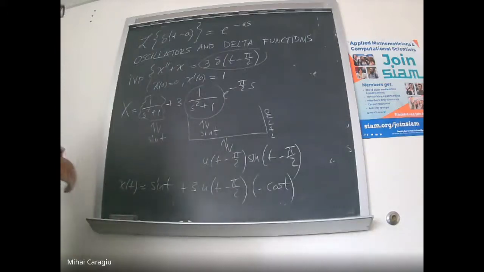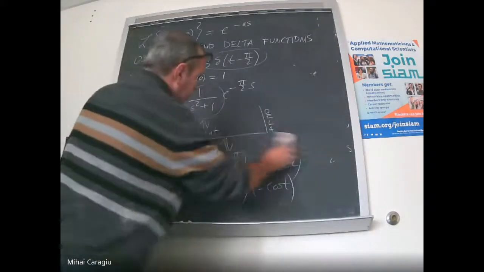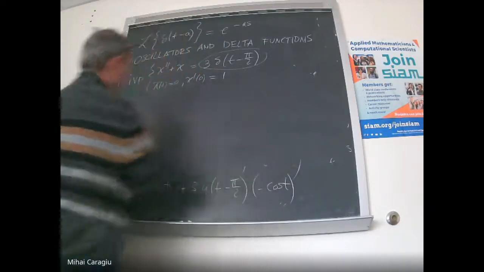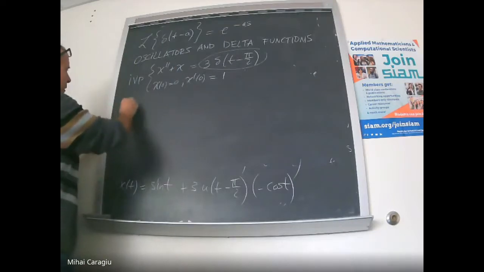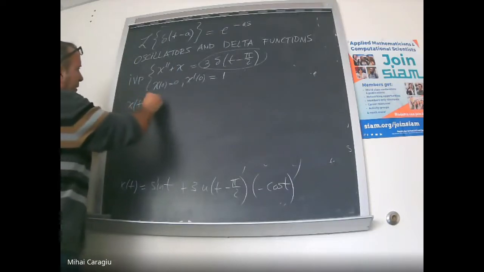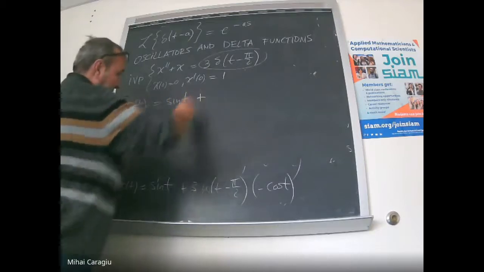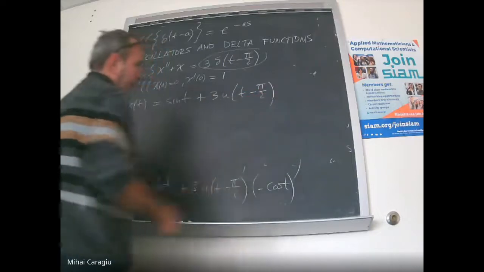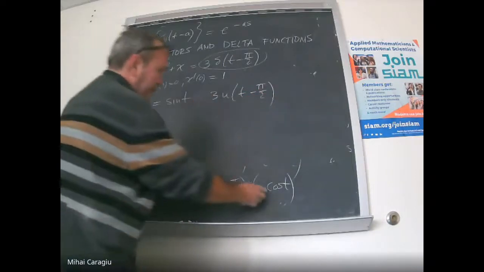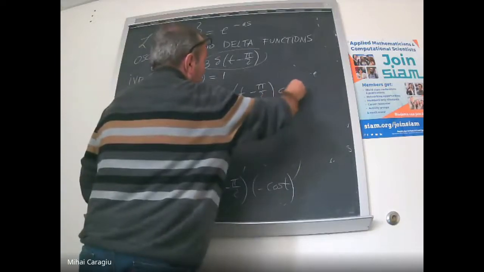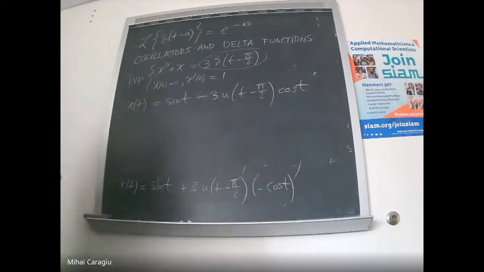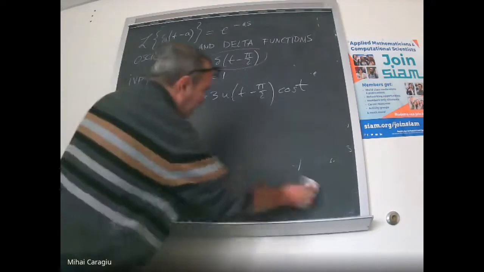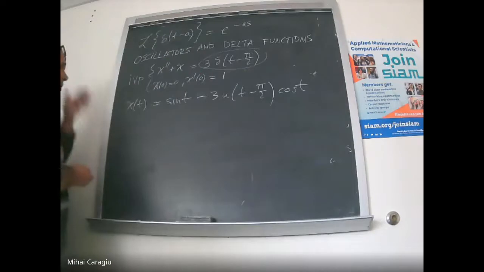Okay, so now let's write down the solution. So x of t, in a reduced form, would be sine t plus 3 u of t minus pi over 2, times minus cos t, which I put a minus in front because of this minus cos t here.